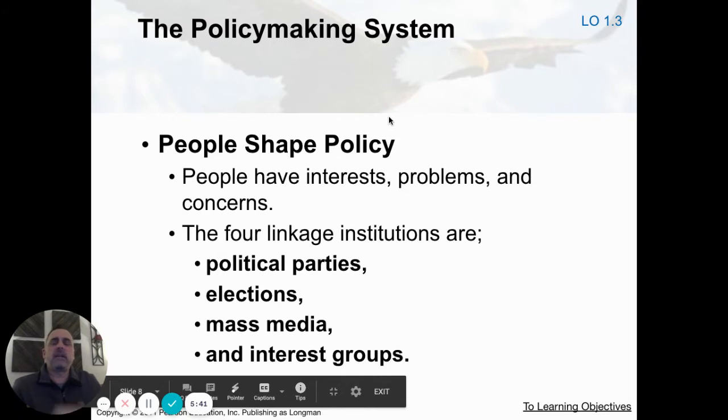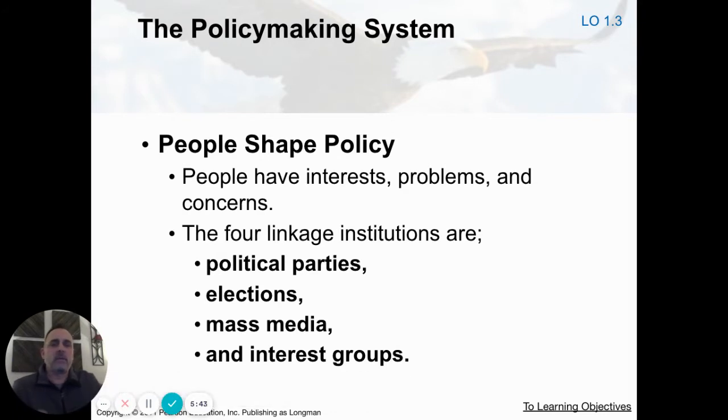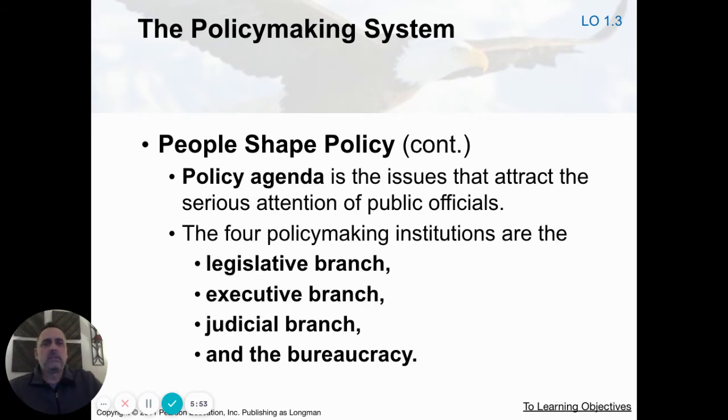So this is just going to kind of restate what we just got done talking about. We got the people with an interest or problem or concerns. They're going to have to get linked to those policymakers, and they do that through parties, elections, mass media, and the interest groups. They create these policy agendas. It's the issues that attracted the attention of the public officials.